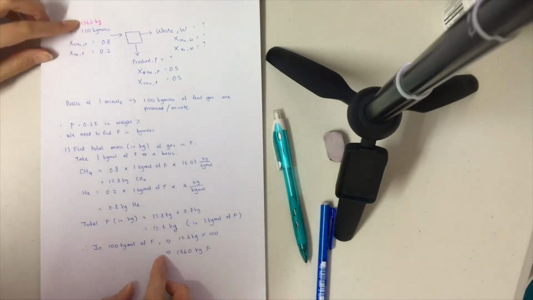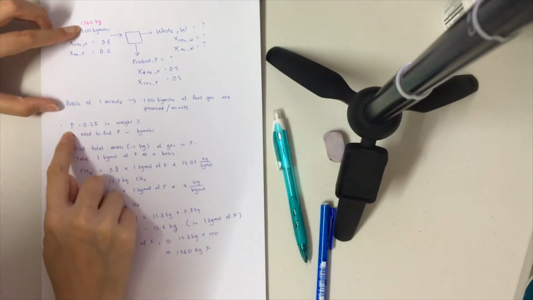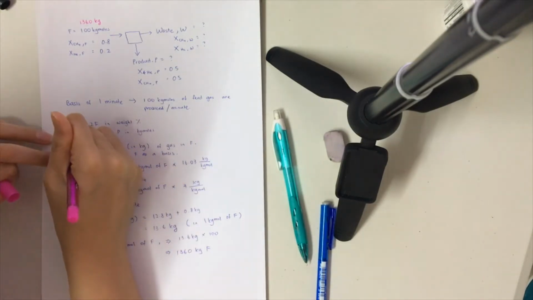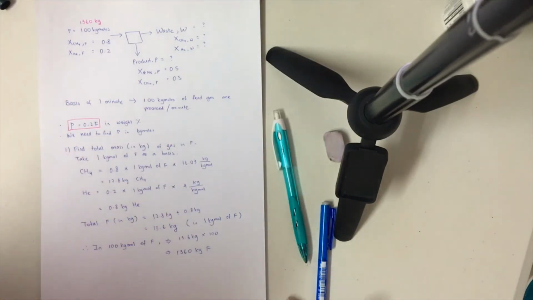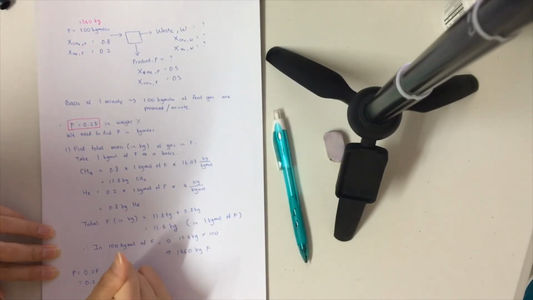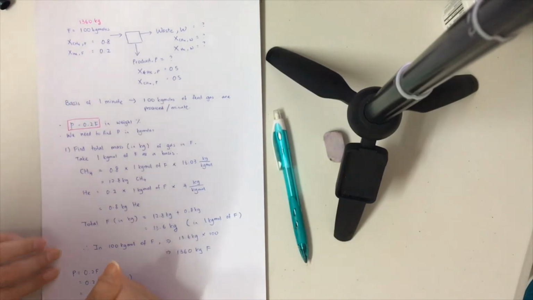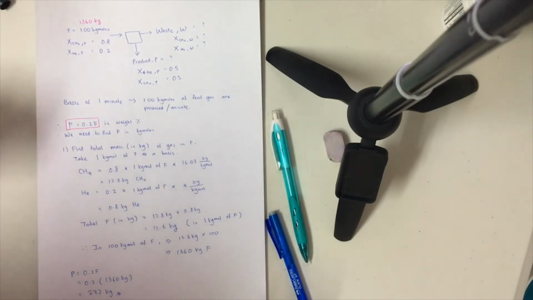With this given in the mass, we can then directly find P with this equation. P is equal to 0.2 F. So P is equal to 0.2 times 1360 kg, and we get 272 kg. Let's write this down. 272 kg.